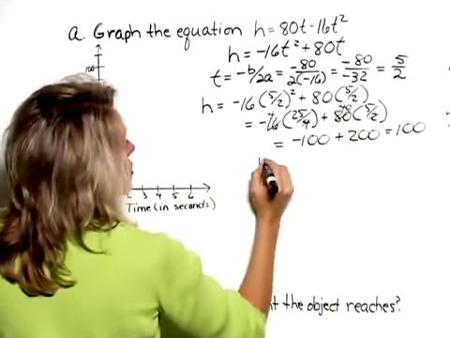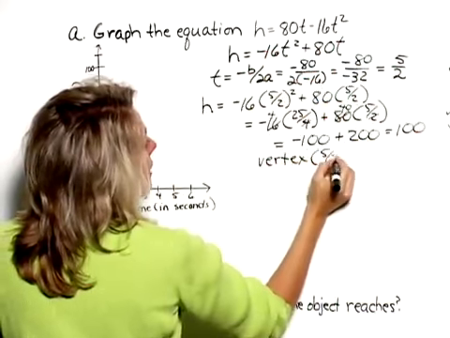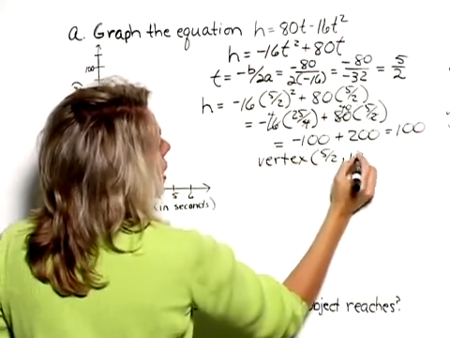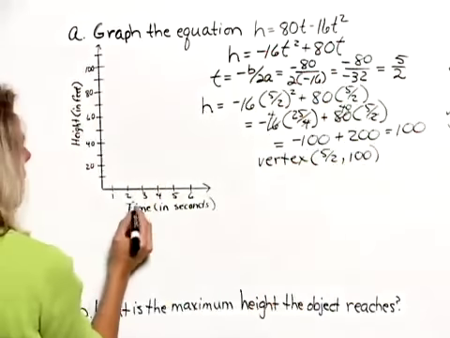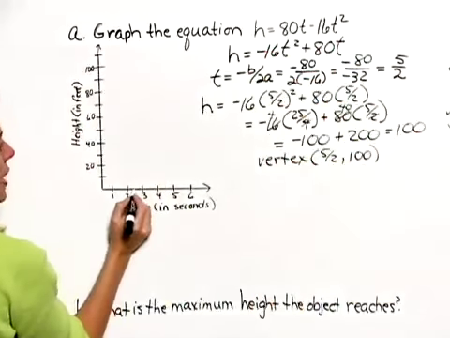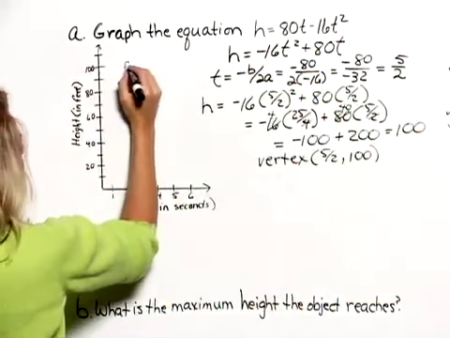So our vertex will be situated at 5/2, 100. Right? 5/2 being 2.5. Let's come over to our graph. 2.5 on the x-axis and up to 100. About right there.